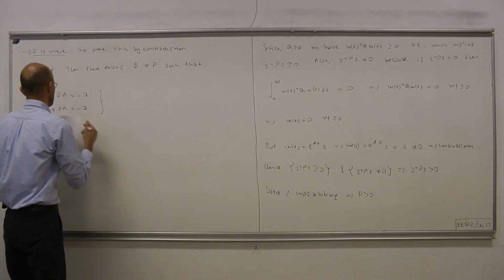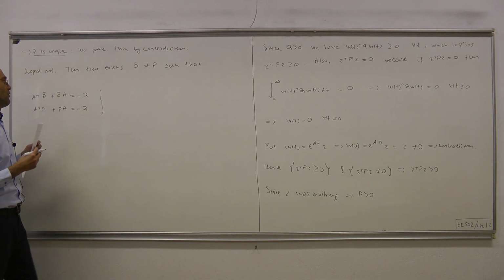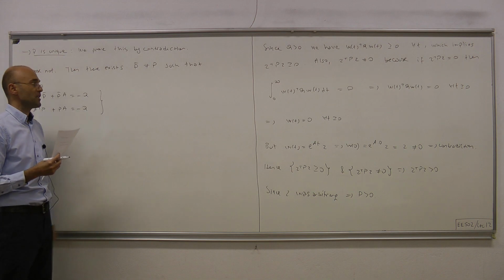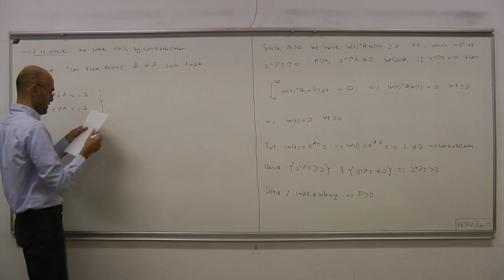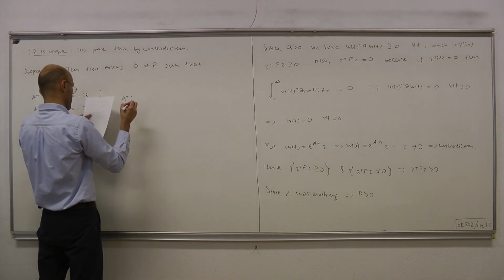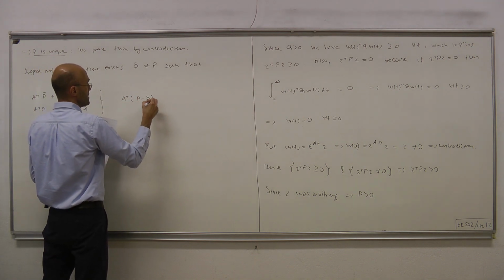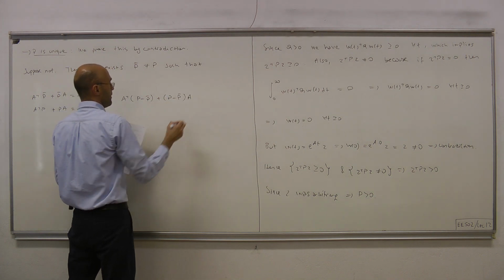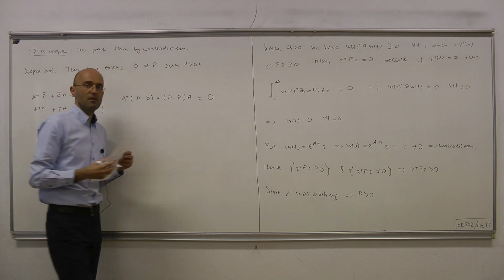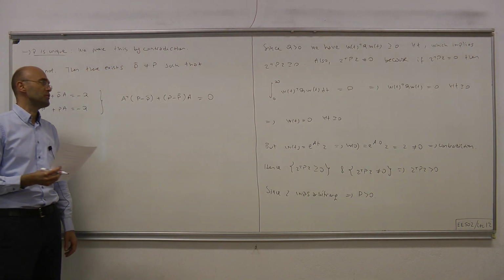Now you subtract one of these equations from the other. Since the right hand sides are the same, in the new equation the right hand side will be 0, and the left hand side is A transpose (P minus P bar) plus (P minus P bar) A equals minus Q minus minus Q, which is 0.